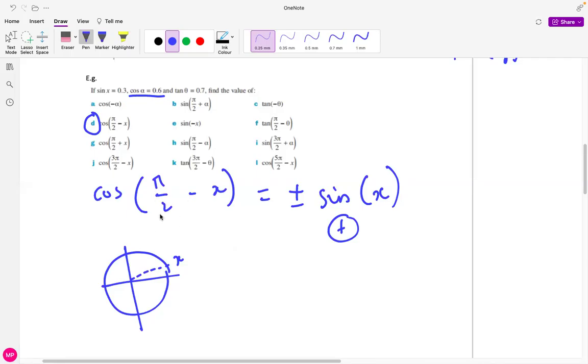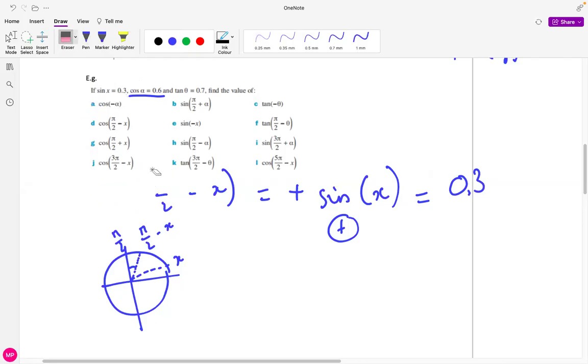Now, pi over 2 minus x, I'm looking for cos. So pi over 2 is here, and I go backward by x, so that much. So this angle here will be pi over 2 minus x, and I'm looking for cos of that. So in this quadrant, cos is also positive. So you can see both of them are positive. So I don't have to do a negative, do I? So I'm going to delete that. It will be positive sin of x, and you can look at this, sin of x is 0.3. So I know the answer is 0.3.